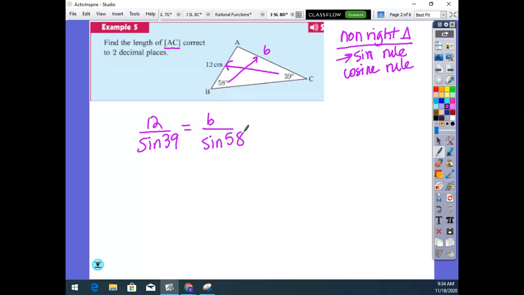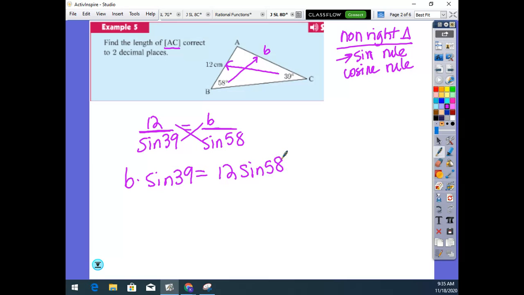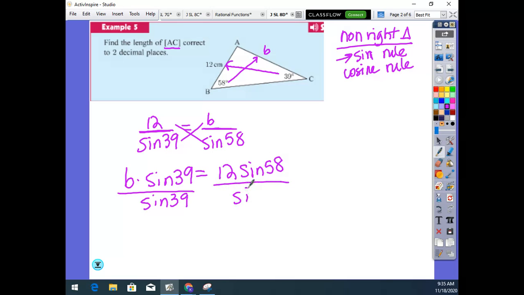You can look at this a couple of ways. We have two equal ratios, which is a proportion. We can cross multiply, or we're just going to multiply both sides by sine of 58 to get b by itself. So either way, I'm going to show you the cross multiply. B times sine of 39 equals 12 times sine of 58. Then divide both sides by sine of 39.